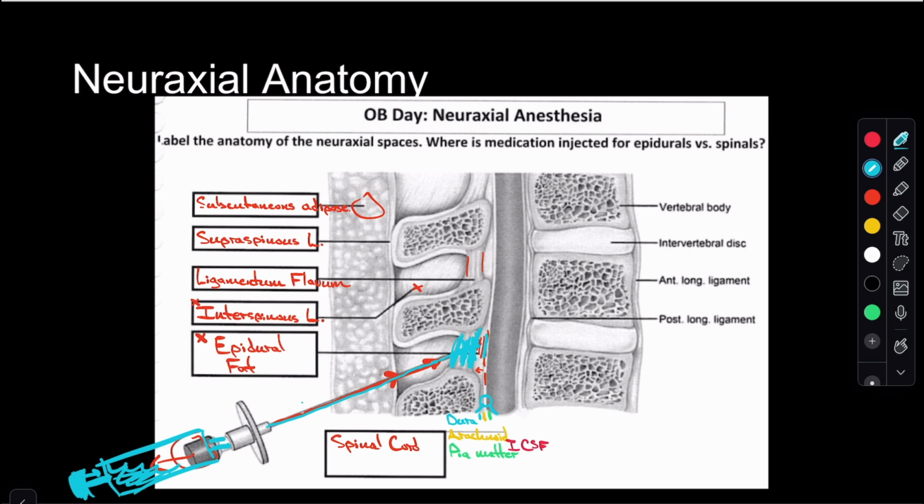And there's different centimeter marks on the catheter, so you know to leave about 4 to 6 centimeters of catheter in the epidural space. Sorry, that got super messy. But hopefully that idea makes sense.